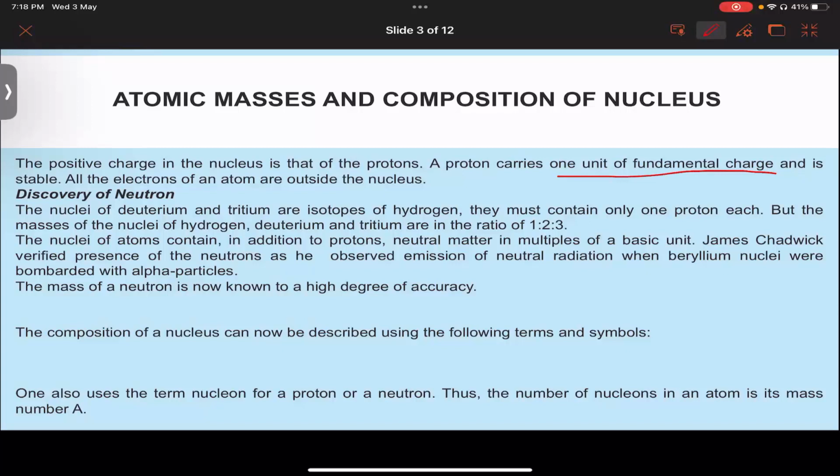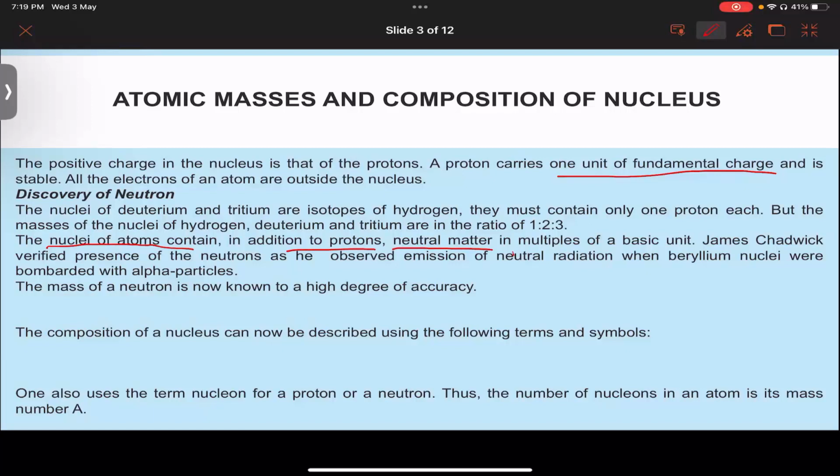Now if we only consider the presence of protons, all of these have a similar number of protons, so there must be another constituent or another aspect which is giving this difference in masses in these isotopes. This led to people understanding that there is something other than protons in the nucleus. So people started saying that the nuclei of atoms, in addition to protons, have some neutral matter.